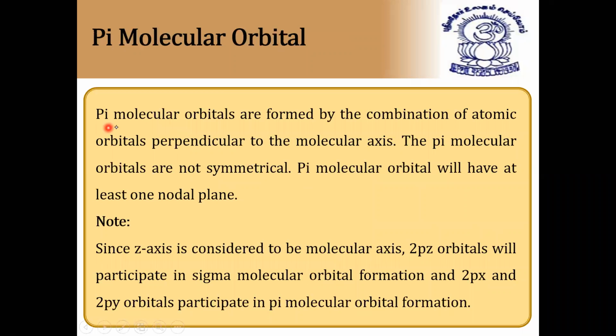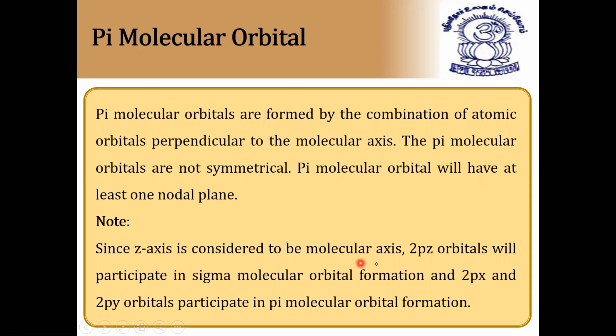Next, what is pi molecular orbital? Pi molecular orbitals are formed by the combination of atomic orbitals perpendicular to the molecular axis. So these are perpendicular to the molecular axis. The pi molecular orbitals are not symmetrical. Pi molecular orbital will have at least one nodal plane.